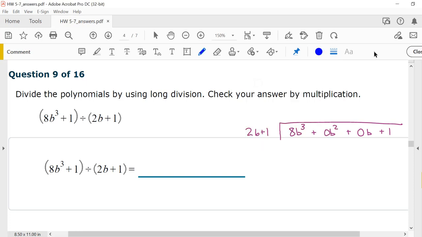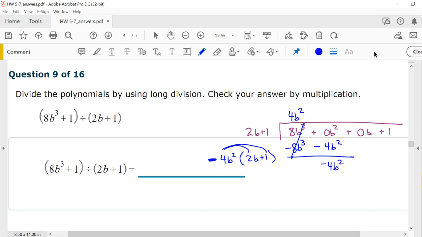2b times 4b squared gives me 8b cubed. So I want to multiply 4b squared times 2b plus 1. But I want to change the sign out front. Okay, I get negative 8b cubed minus 4b squared. I'm left with 0b squared minus 4b squared, which is negative 4b squared, plus 0b plus 1.